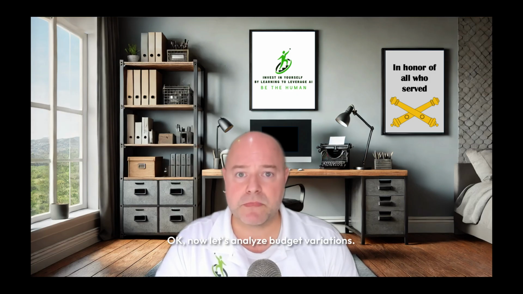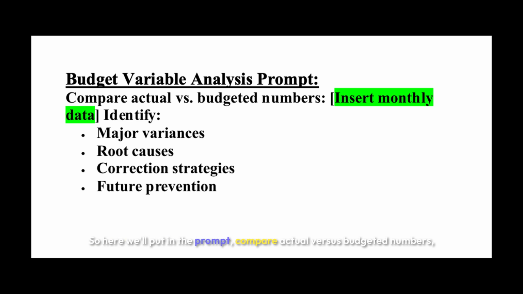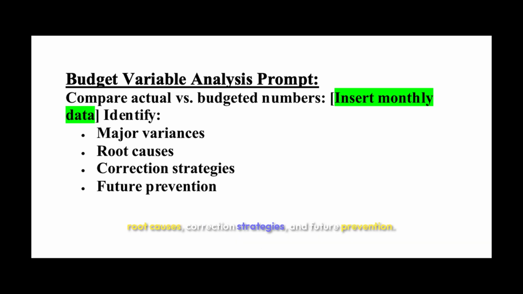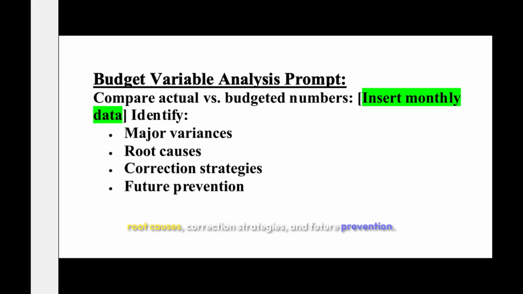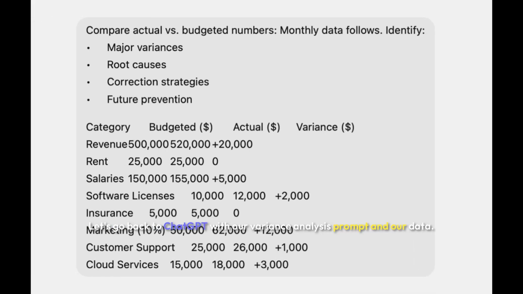Okay, now let's analyze budget variations. So here we'll put in the prompt: compare actual versus budgeted numbers, insert your monthly data, identify major variances, root causes, correction strategies, and future prevention. Let's go back to ChatGPT with our variance analysis prompt and our data.